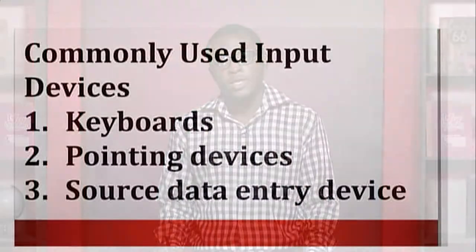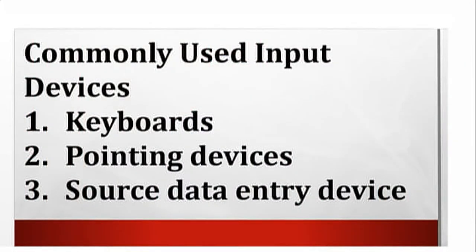Now let's look at our commonly used input devices. There are various forms of input devices, and we are looking at the commonly used ones. Other ones are embedded in the three main commonly used input devices. We have the keyboards, pointing devices, and the source data entry device. So we look first at the keyboard.